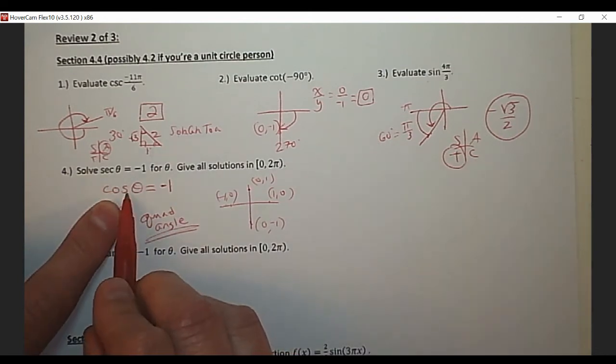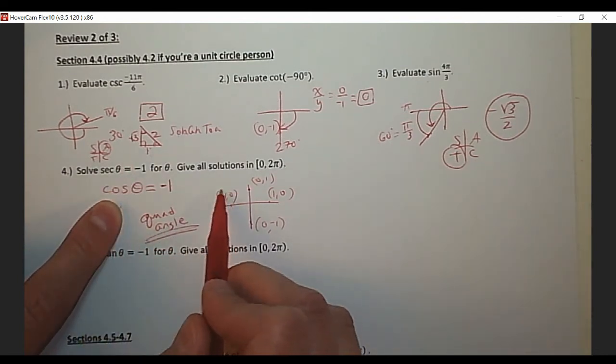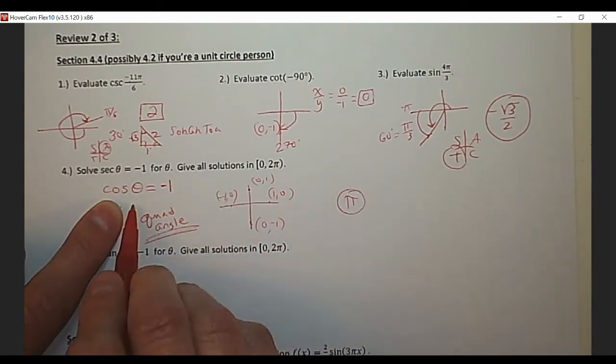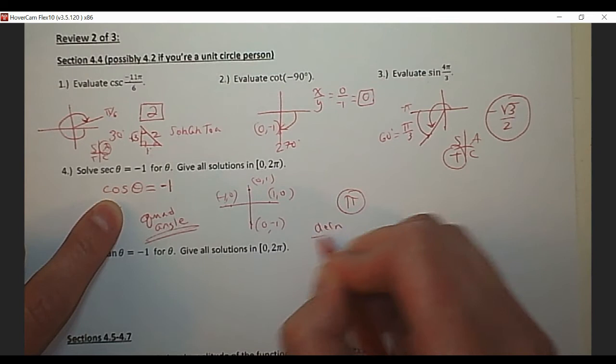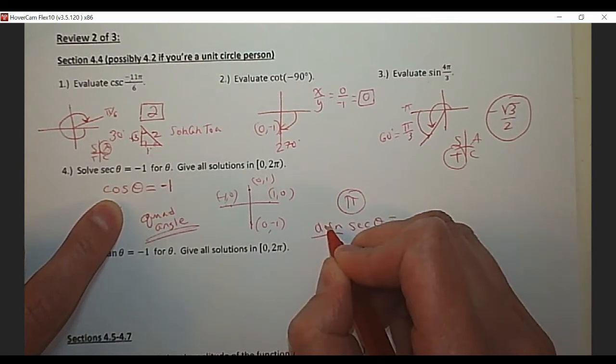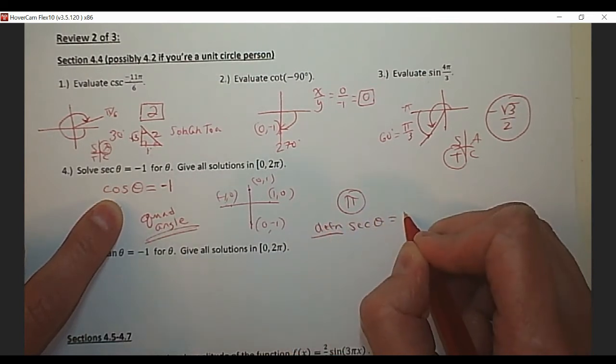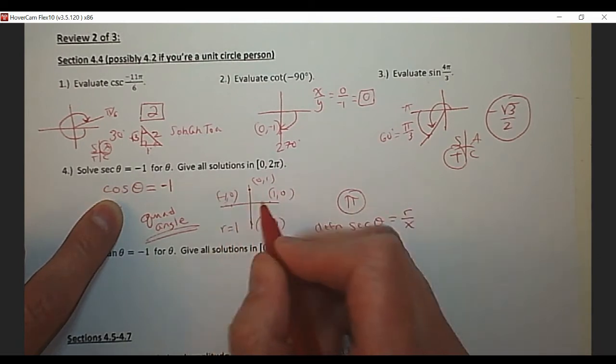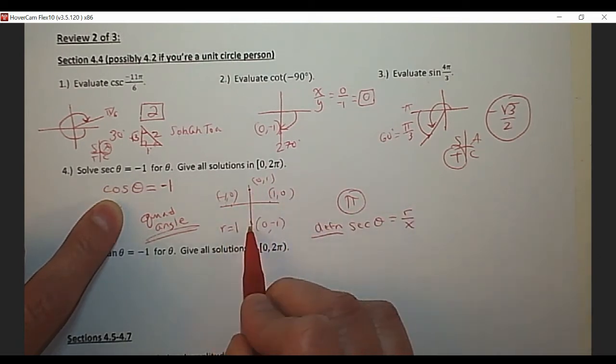So my unit circle people, if you like cosine, you're going to grab this right here, the x-coordinate. So the answer is going to be pi. And if you prefer to use the definition of secant, it is r over x. So for all of these points here, r is 1, because each of these points is 1 unit from the origin.